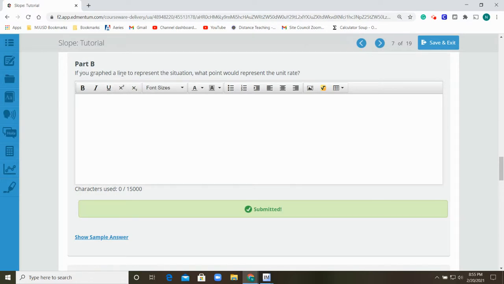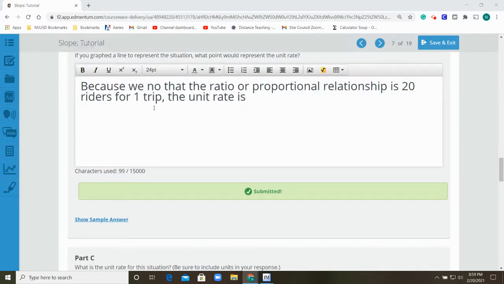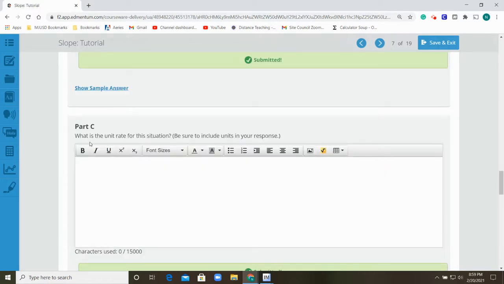If you graphed a line to represent the situation, what point would represent the unit rate? Because we know that the ratio or proportional relationship is 20 riders for 1 trip, the unit rate is 1/20. What is the unit rate for this situation? Be sure to include units in your response.